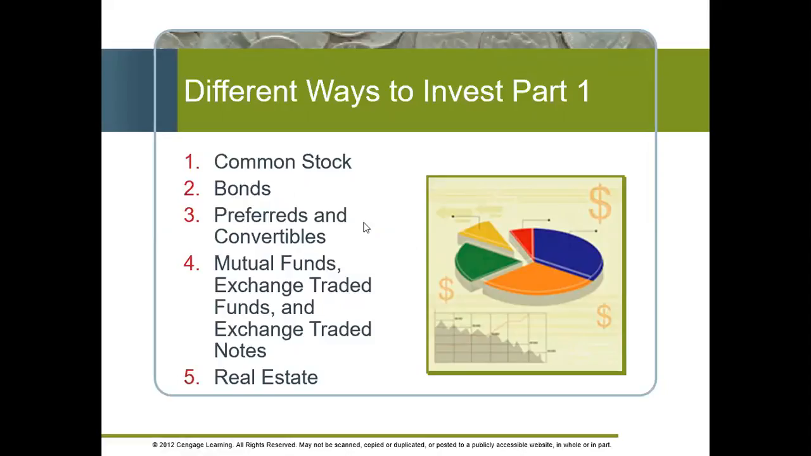Okay, so we were talking about preferreds and convertibles, and we talked about mutual funds, exchange-traded funds, and exchange-traded notes, ETFs and ETNs. I don't know that the reading last week covered ETNs, and it's maybe not beyond the scope of what we're dealing with here, but a lot of ETNs have to do with different categories of investments that just track a category or track an index. They don't actually invest.